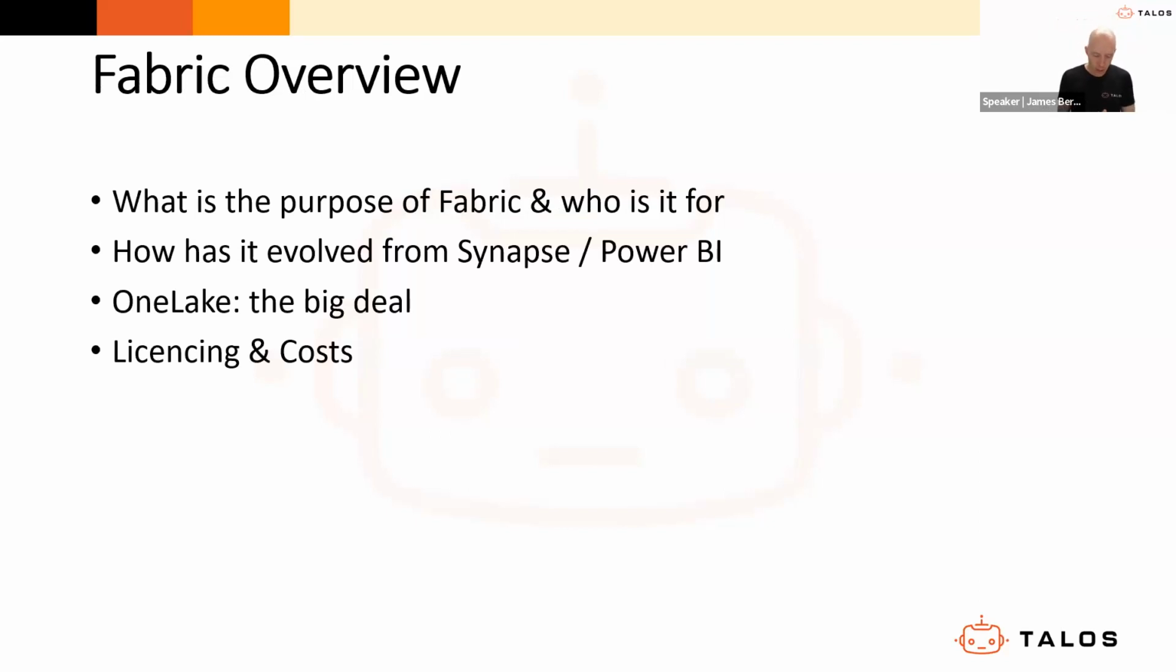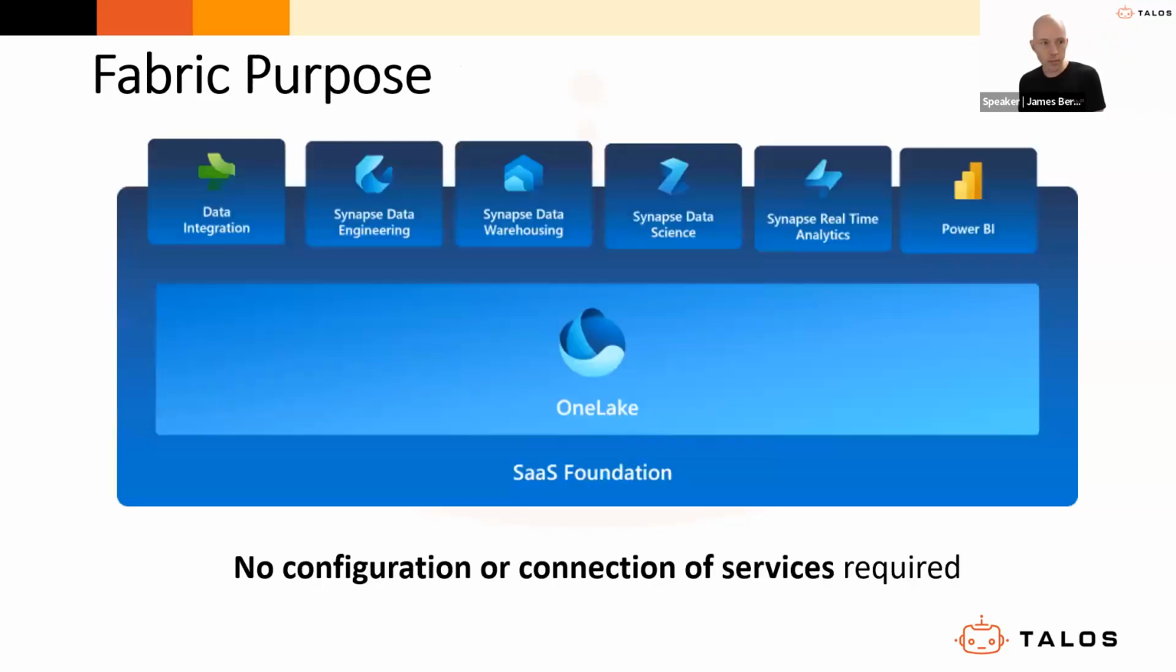Getting into the Fabric overview, we're going to be looking at four key topics. First of all, what the purpose of Fabric is and who it is for. We're going to look at how it's evolved from Synapse and Power BI, and that's quite important for some of the context of some of the features. Then OneLake, which I think is probably the most significant new feature in Fabric, at least for now, and also importantly, what licensing and cost implications look like.